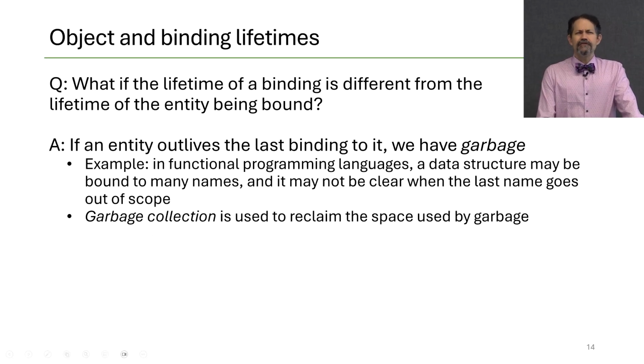On the other hand, if an entity outlives the last binding to it, then that entity is garbage. For example, in functional programming languages, a data structure may be bound to many different names, and it may not be clear when the last name goes out of scope. In these situations, garbage collection is used to reclaim the space that has been used by garbage.